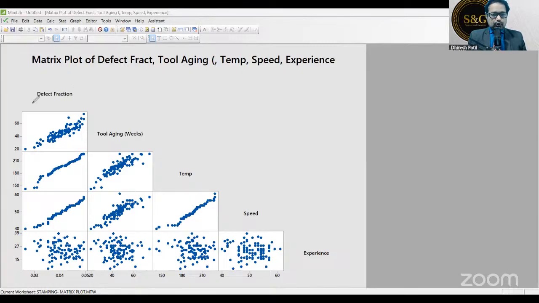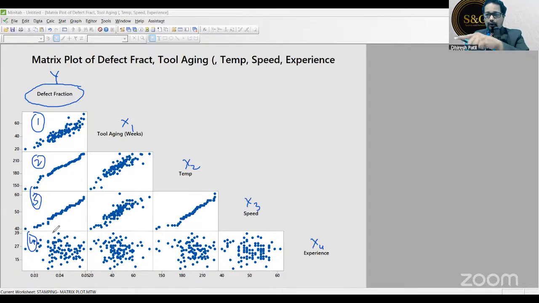So this is the defect fraction, this is my Y, and these are my X1, X2, X3 and X4. Now this is my first graph, this is my second graph, this is my third graph, and this is my fourth graph. So instead of horizontally, you have to check the graphs vertically. That's the difference if you select the Y first. Generally I suggest you select X1, X2, X3, X4 first and then the Y, so that you get it in the horizontal one. Clear? Super.